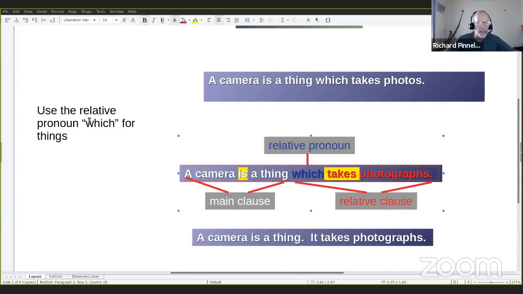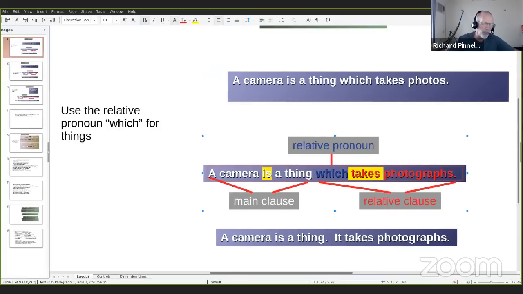Use the relative pronoun which for things. Down here, a camera is a thing. It takes photographs. The it is a subject pronoun which we use for a thing. This pronoun is replacing the noun a camera. And here it's the same. A camera is a thing. So we need to use the relative pronoun which, because which is the relative pronoun that we use for things.